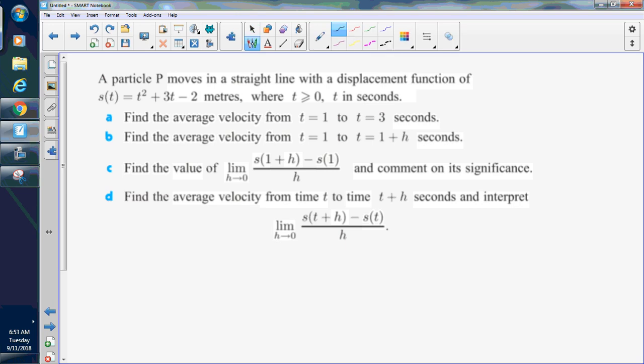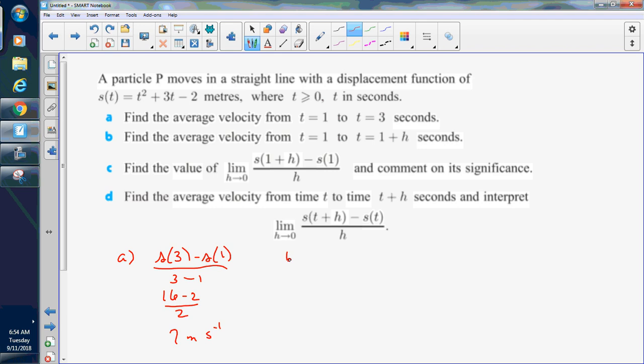So first off, part A. Well, the average velocity is going to equal s of 3 minus s of 1 over 3 minus 1. So it's going to be 16 minus 2 over 2. So 14 over 2. It's going to be 7 meters per second.